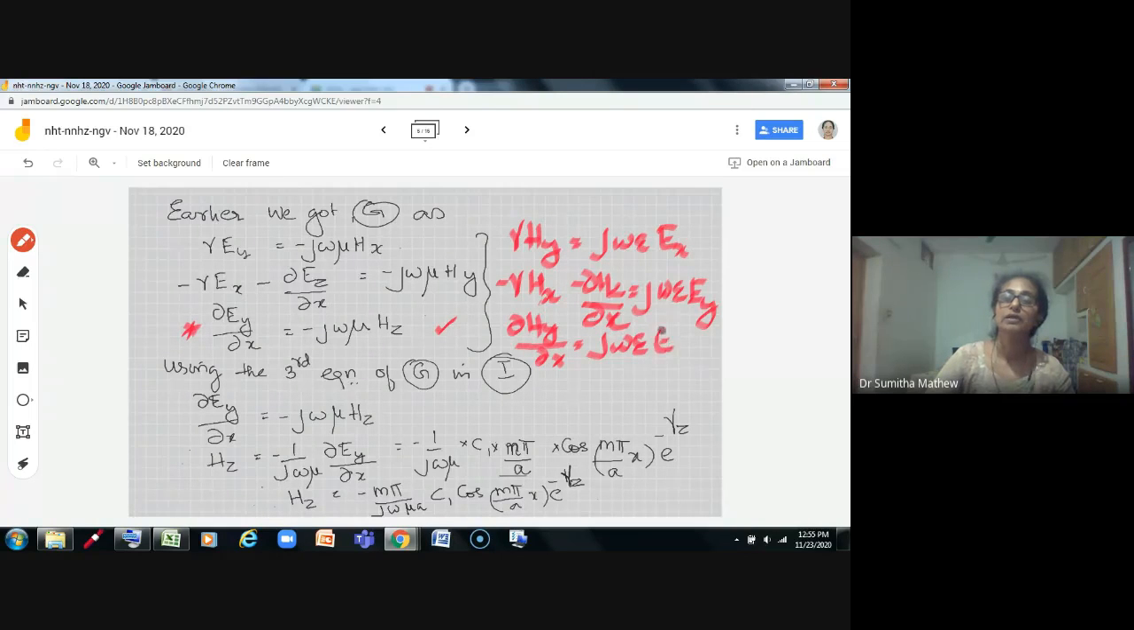Let us take. So this equation, this third equation, this we have to consider, not this one. So this third equation, this set of equations you get from del cross H. Okay, and this from del cross E.